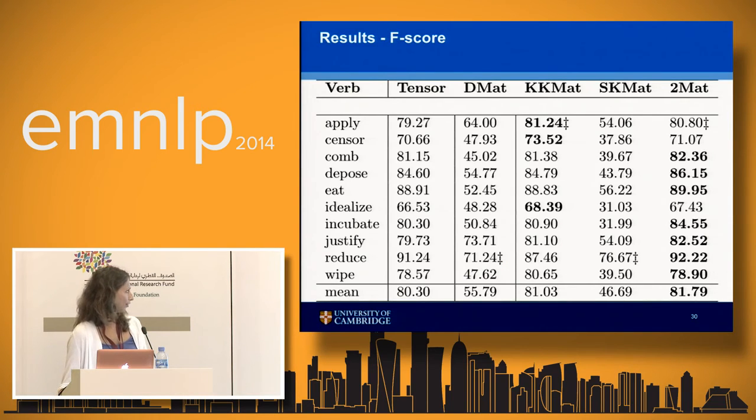So, some results. This is quite a lot to look at, and I understand that, but there are a couple of take-home messages here. The first is, what performs best? We find that the KK-mat and the 2-mat perform better than the tensor, while the SK-mat performs worse than the baseline, which is a shame. But the main take-home message is that matrices do well, just as well as tensors, which is quite important. And they're good at learning.